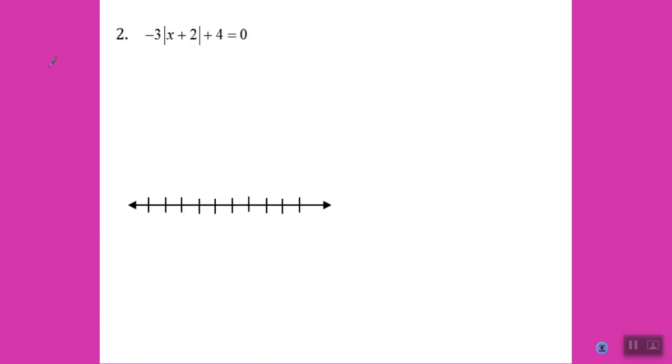Now in number 2, we have to do a little bit of work before we can split up into our two equations. So we need to get the absolute value by itself. So I'm going to subtract 4 on both sides. Divide by negative 3. And now that the absolute value is by itself, now I can split it up.